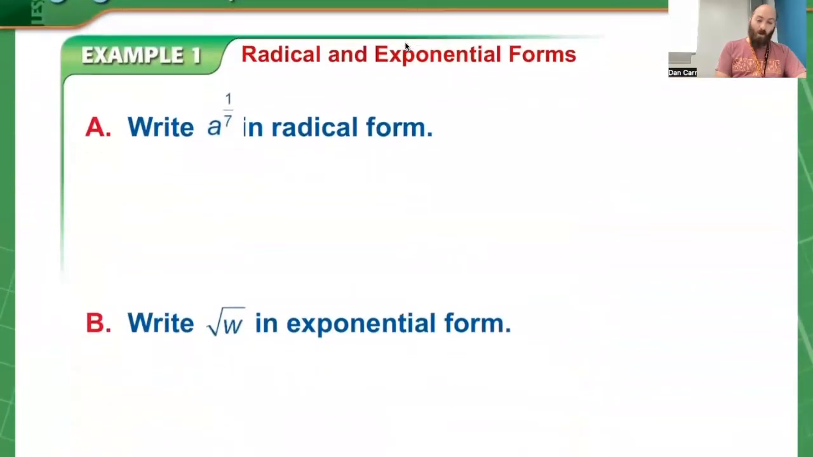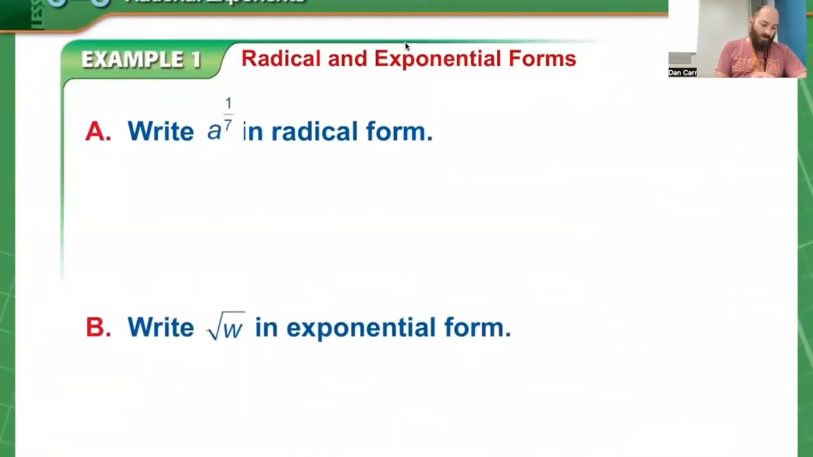So let's try some of these out real quick. My first couple examples, this one's really straightforward. Again, the 7 is going to go on the outside of the square root, and then it's going to be the 7th root of a. If I want to go backwards, I just need to be paying attention to this. My exponent is 1. My index number is 2. So that means this is the same as w to the 1/2 power.